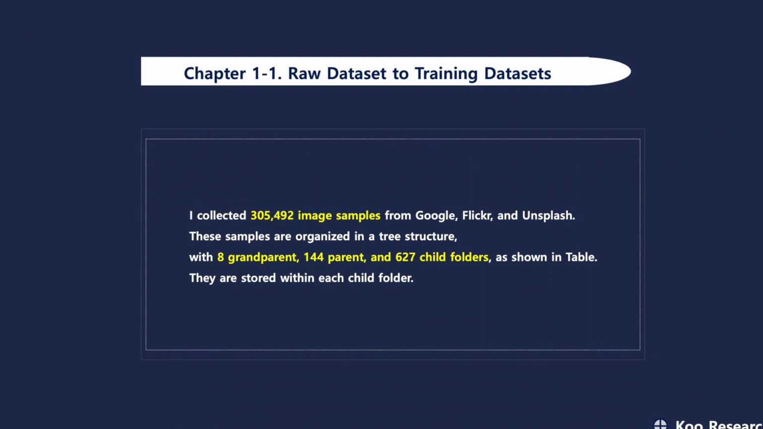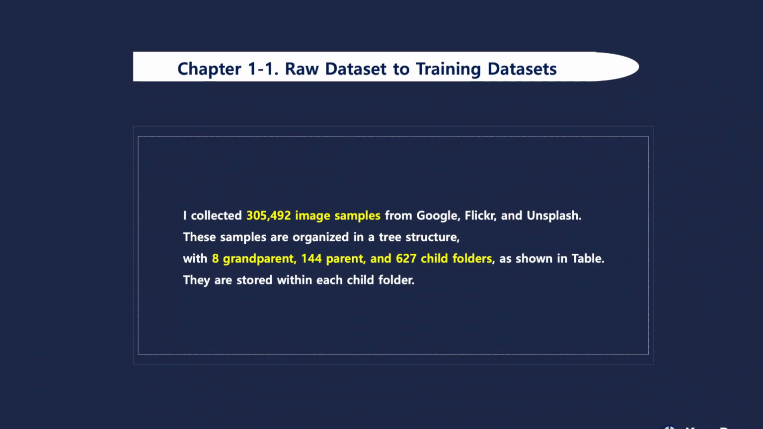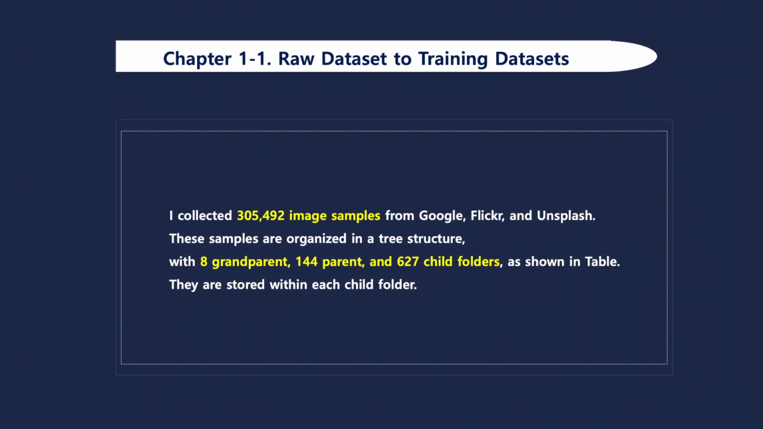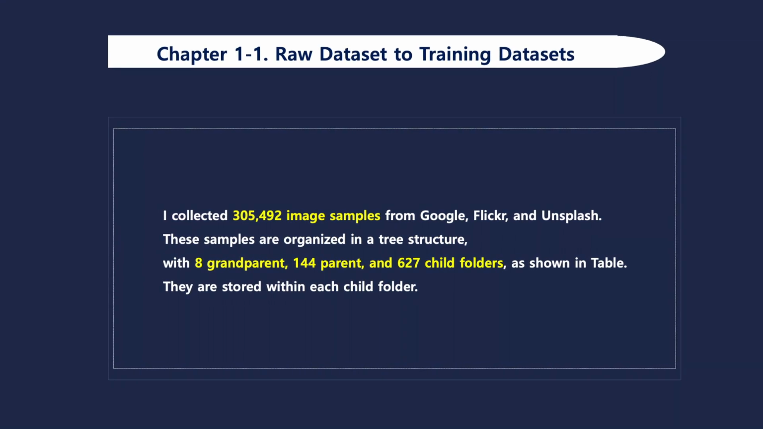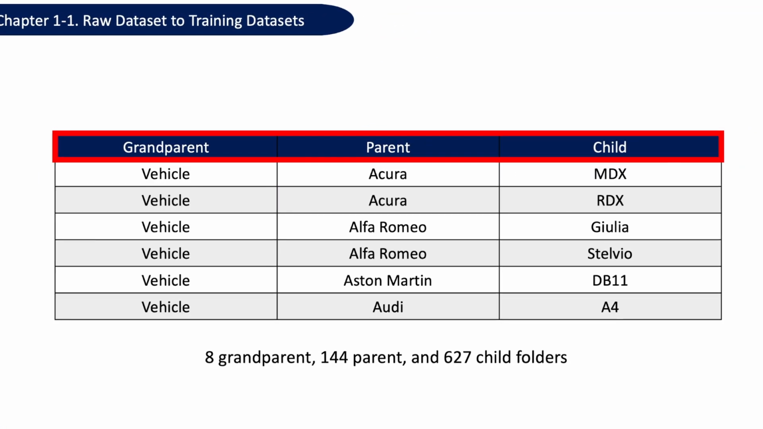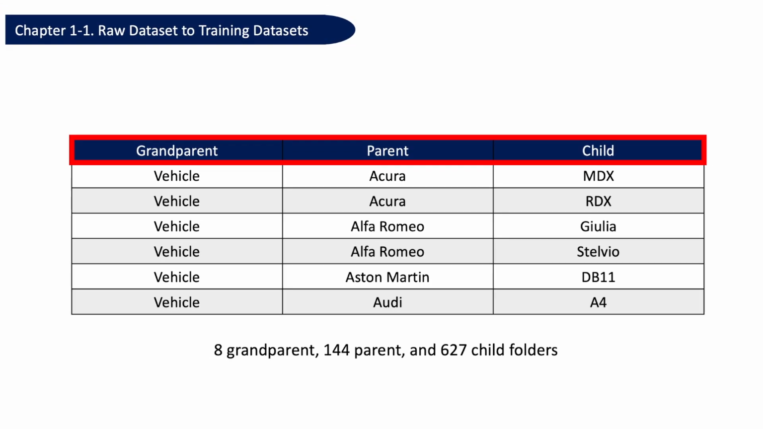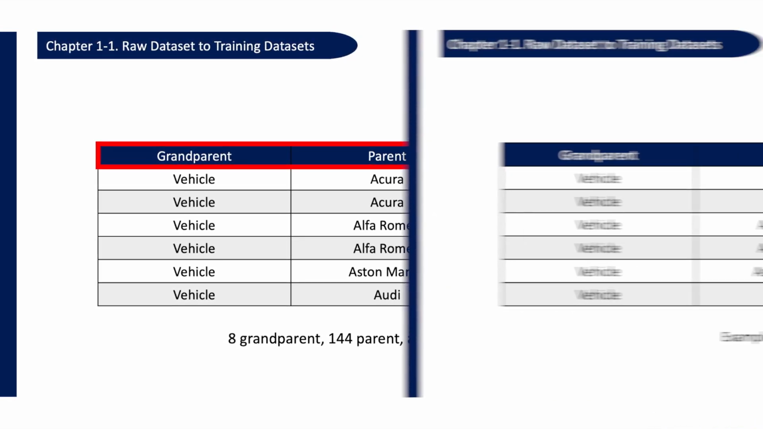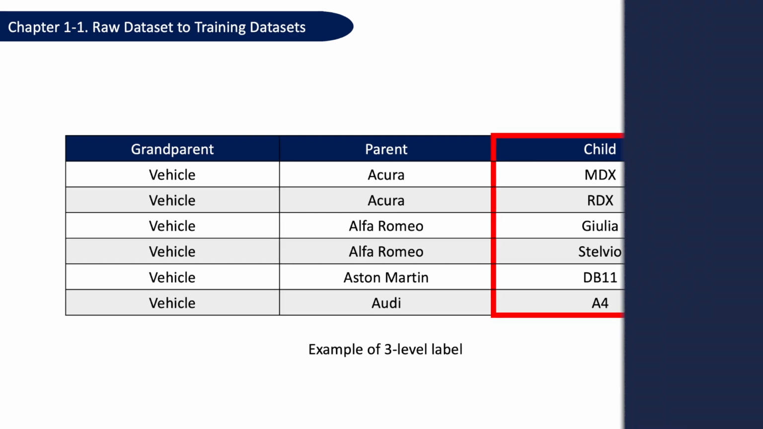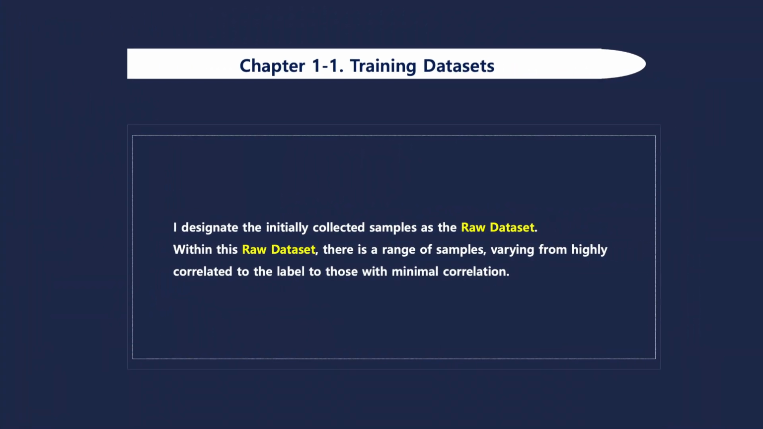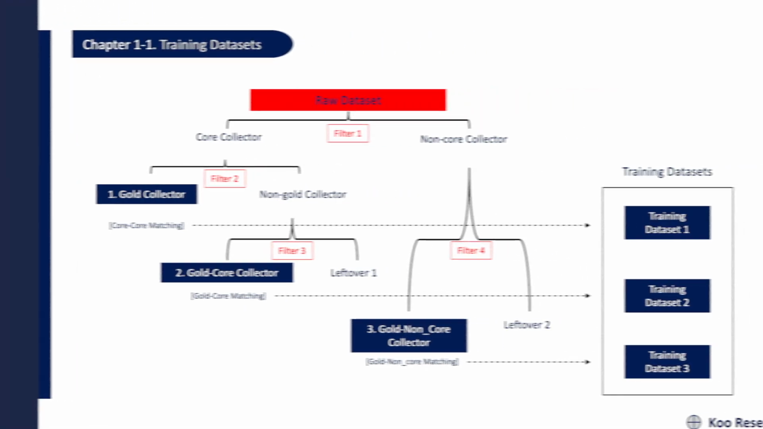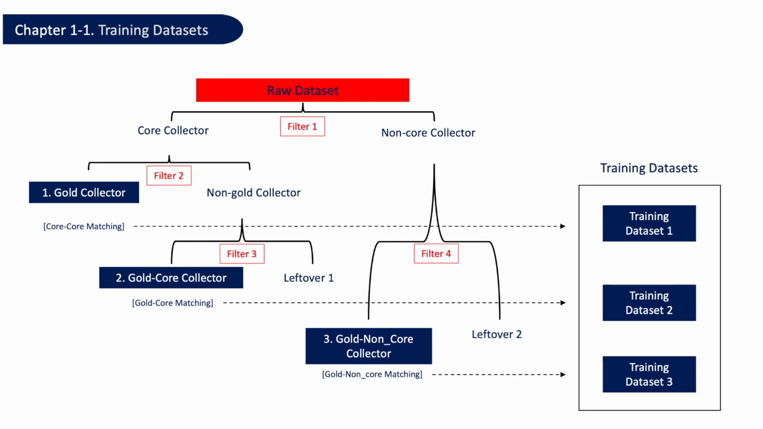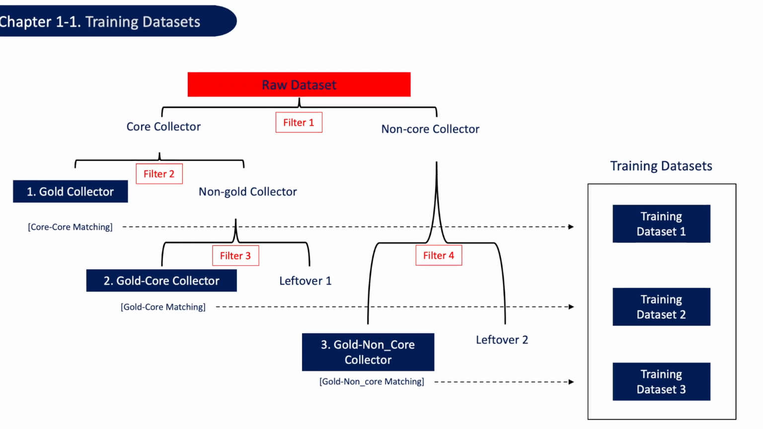Chapter 1-1. Raw dataset to training datasets. I collected 305,492 image samples from Google, Flickr, and Unsplash. These samples are organized in a tree structure, with 8 grandparent, 144 parent, and 627 child folders, as shown in the table. They are stored within each child folder. I designate the initially collected samples as the raw dataset. Within this raw dataset, there is a range of samples, varying from highly correlated to the label to those with minimal correlation.